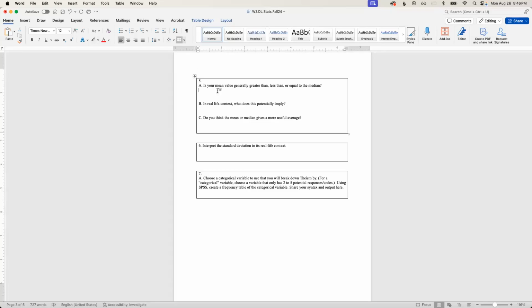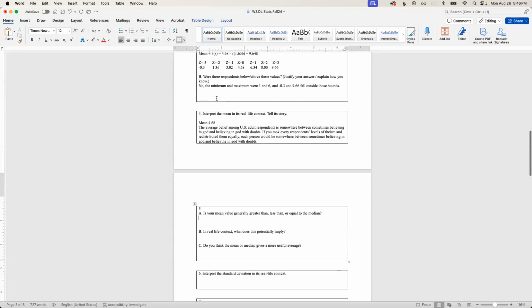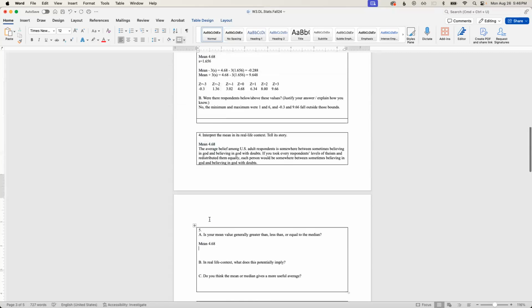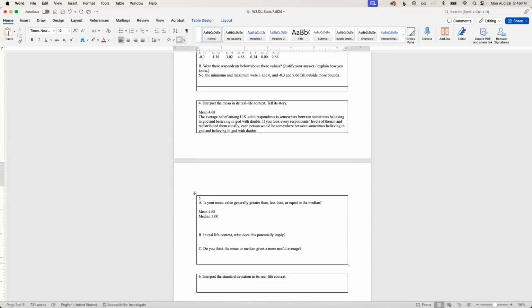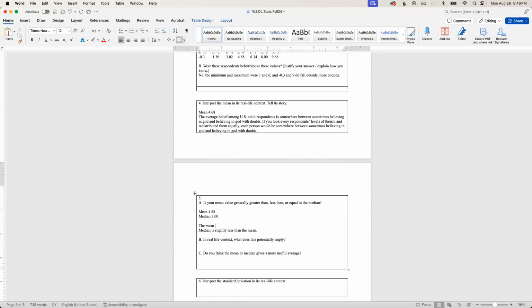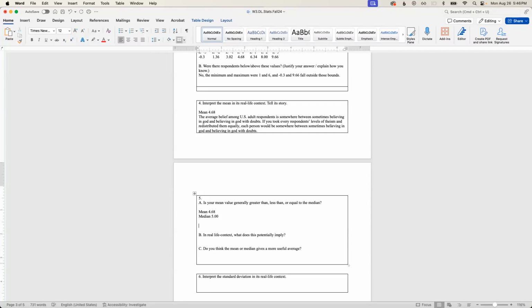Okay, so is my mean value greater than, less than, or equal to the median in general? Let's see. So my mean was 4.68 and my median was 5. So those are pretty close, but the median is slightly less than the mean, right? Sorry, the median's higher. Median's at 5. Let's try that again. Okay, so the mean is slightly lower than the median.